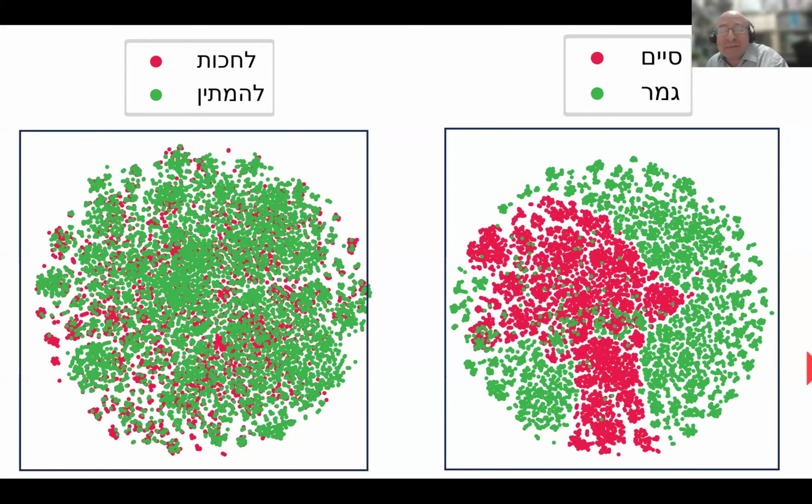And similarly on the right side, I've colored them based on whether they came from siyem or gamar. Now, I think what these visualizations do is that they show us immediately to our eyes how much overlap there is, or how much lack of overlap there is. And I think you see here, on the left side, when it comes to these two synonyms of waiting, lechakot and hamtin, there's virtually no difference, meaning they're completely interchangeable.